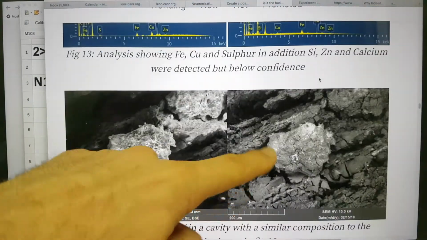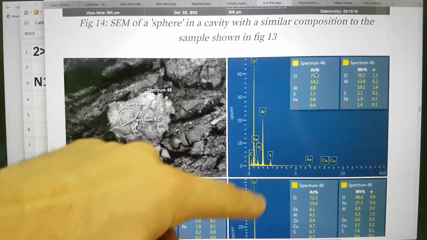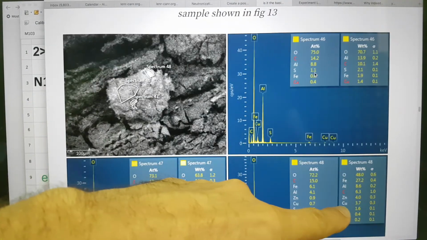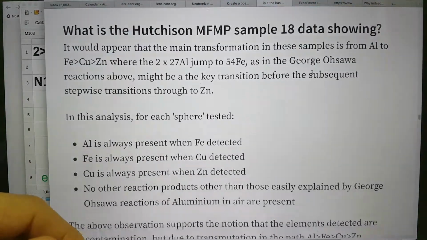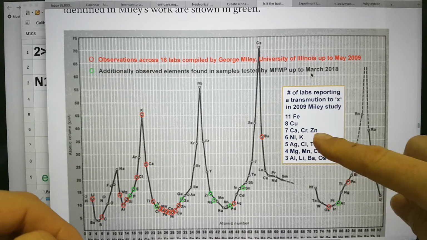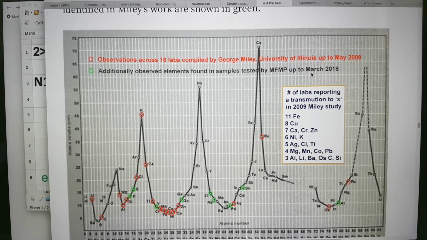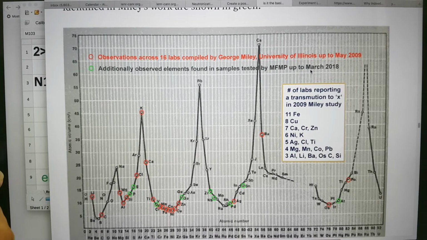You can see in the Hutchison sample here, there's iron being observed as well as copper and zinc. So these are kind of alchemical. You see, we've got copper and zinc and iron there. So these are kind of the alchemical things. So it'd be a bit of fun to play around with those.